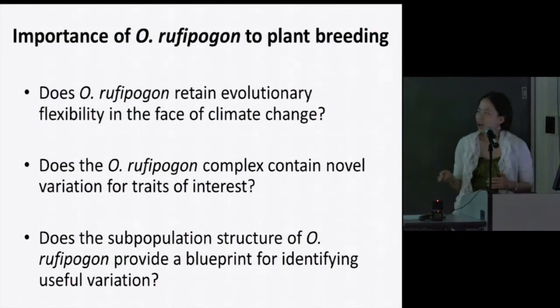And as to whether subpopulation structure provides a blueprint for identifying useful variation, maybe not so much with aluminum tolerance, but looking at the other traits, especially the morphological traits that have to do with reproduction, with life habit, it may be that subpopulation structure may provide more information in identifying useful variation within these wild accessions.